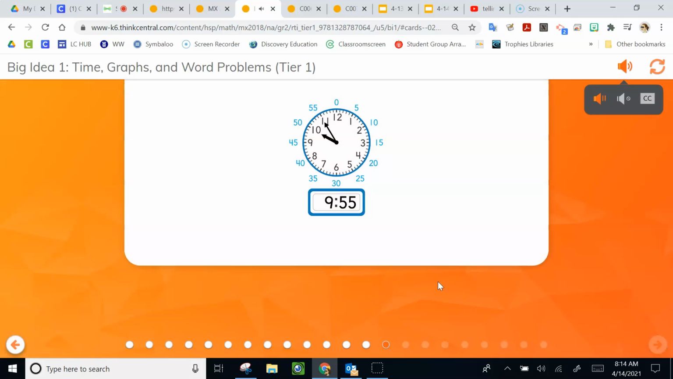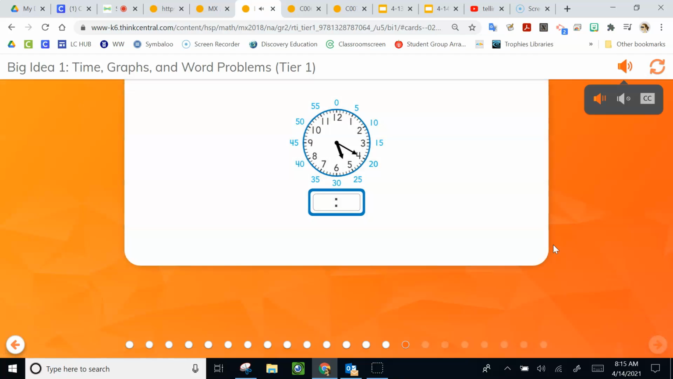What time is it when the minute hand moves to the 12? Tap or click the clock to check your answer. 10 o'clock. The minute hand started at 12 when it was 9 o'clock. Now it has moved all the way around the clock. 60 minutes or 1 hour has passed.